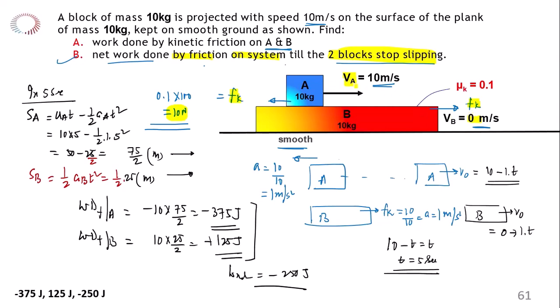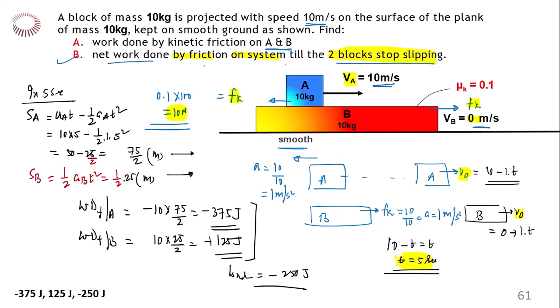So because of these two friction forces, block A will gradually reduce its speed and block B will gain its speed. So initially block A is moving at 10 and finally it will attain a velocity of V0. Similarly, after some time, block B will also attain the same speed V0. If both are moving at the same speed, the blocks move in combined motion, which means they stop slipping. So first of all, I have to calculate this V0. What is V0? That is 10 minus 1t for the A block and similarly 0 plus 1t for the B block. If I equate these two, I get t equal to 5 seconds.